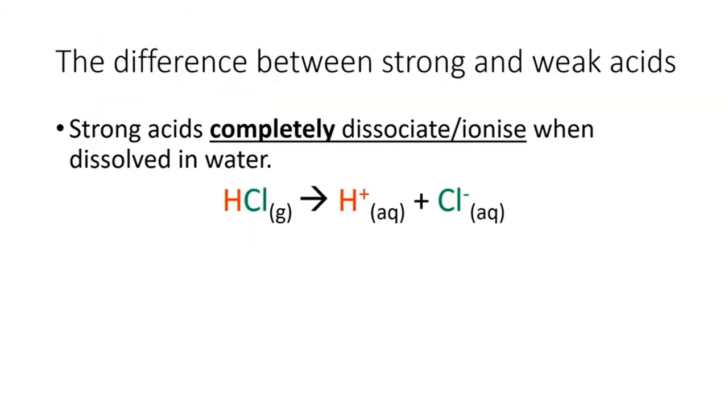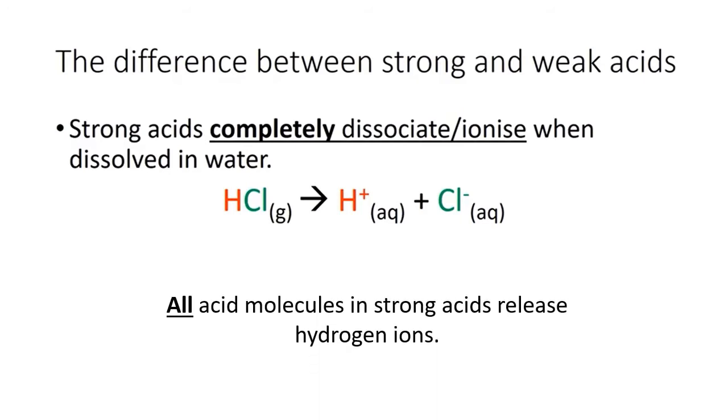So once again, let's just write this equation out. So this is obviously the dissociation of hydrochloric acid in water. We know that in order to form hydrochloric acid, we have hydrogen chloride gas dissolved in water, and every single molecule releases a hydrogen ion. So all acid molecules in strong acids, not just hydrochloric acid, but all strong acids release hydrogen ions.